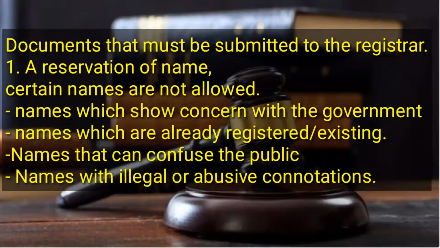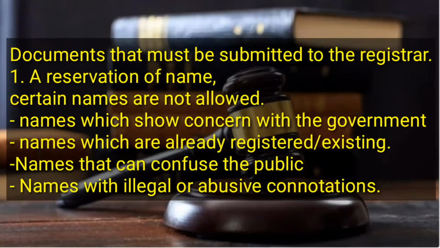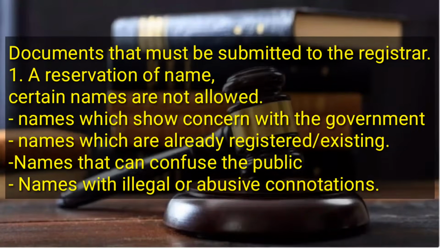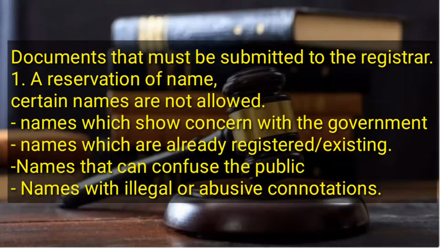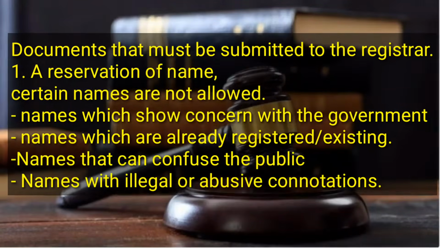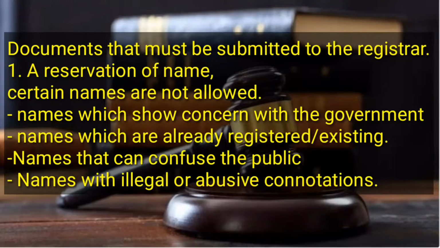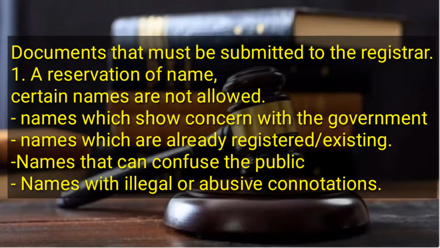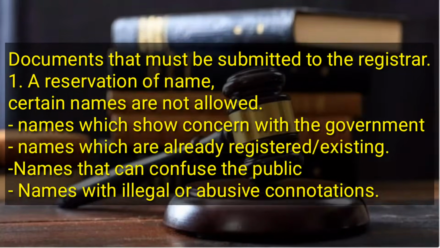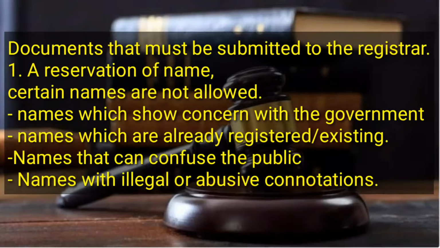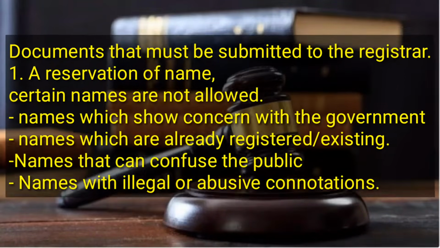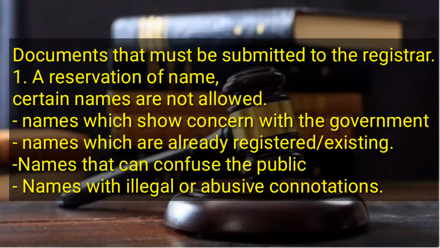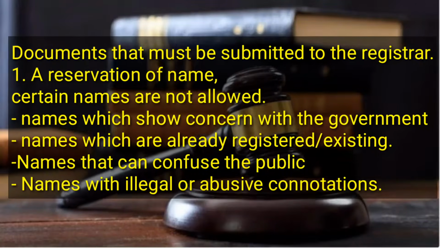Let's look at the documents that must be submitted to the registrar in order for a company to be registered. The first thing that is supposed to be done is reservation of a name. This is the very first step to formation of a company. You have to first book the name of the company, and this is done by submitting a request for reservation of the name you wish to use for the company to the company registrar.